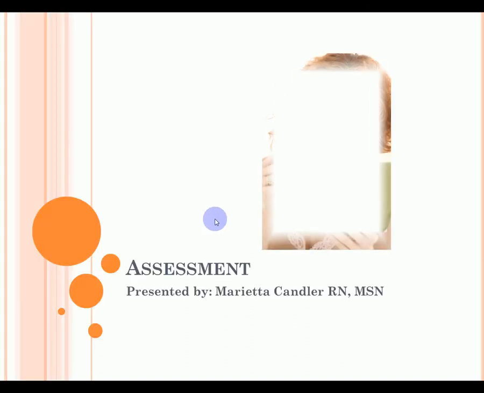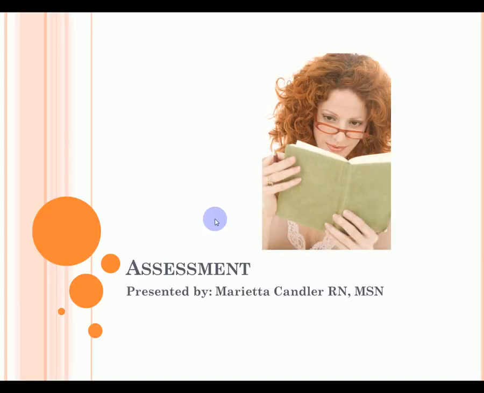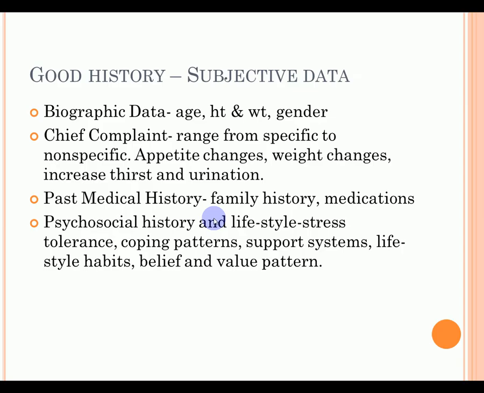What about assessment? Well, assessment is a very key, important component when we think about diabetes. First thing you're going to have to do is take a very good history, and we start with our subjective data. We're going to be looking at biographical data, the age, their height, their weight, gender. The chief complaint can range from specific to non-specific. Appetite changes, weight changes are key. Increase in thirst and urination are key.